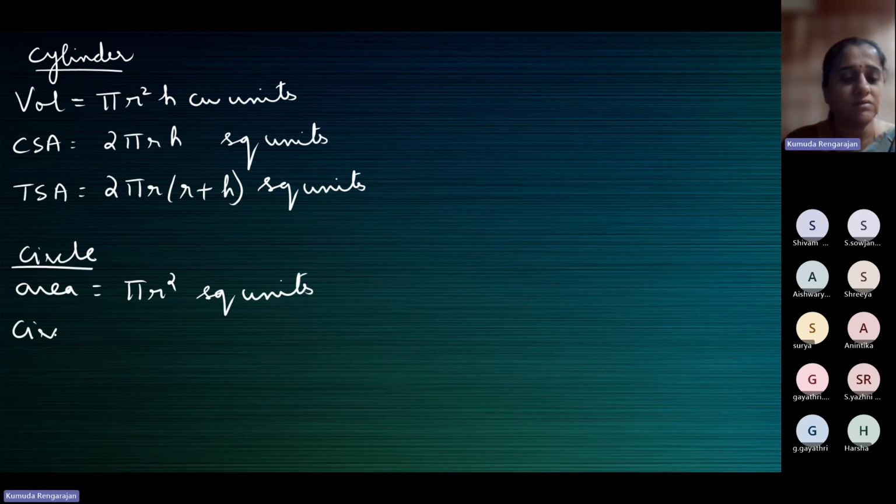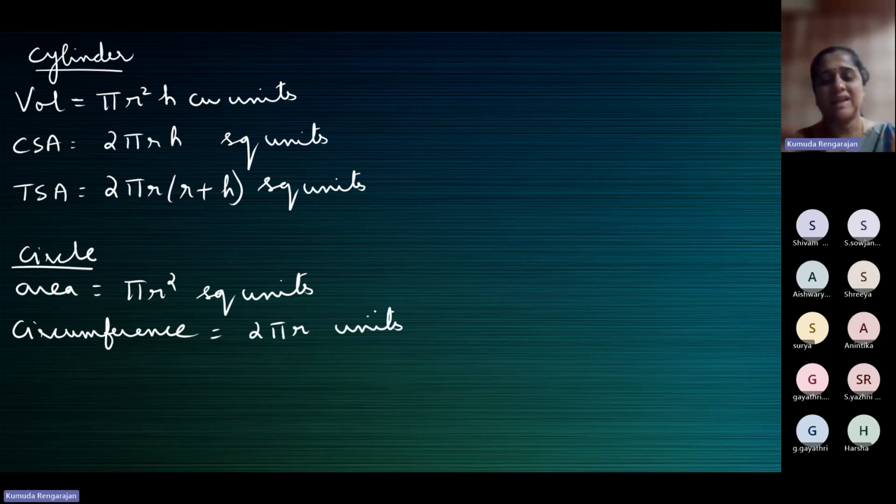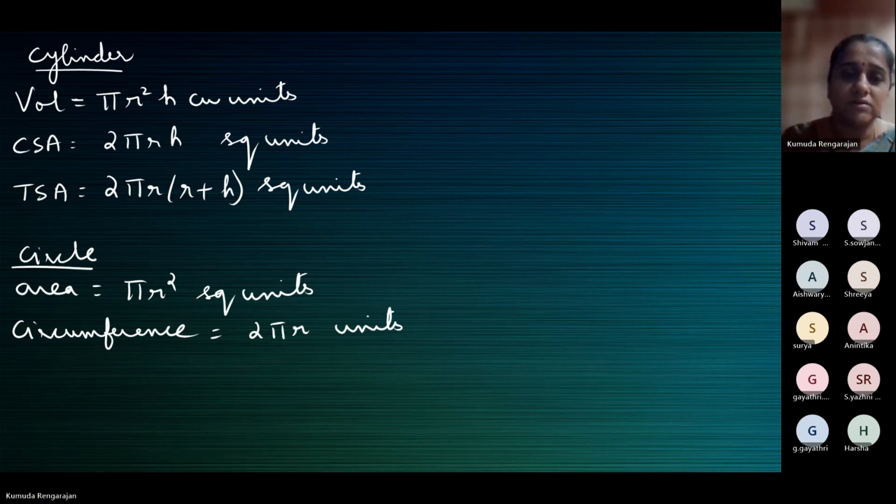Circumference or perimeter. Circumference, 2 pi r units, because perimeter is just length. Area is expressed in square units. Volume in cubic units. Length is simply units. So circumference is nothing but the perimeter, length of the boundary. So 2 pi r units.